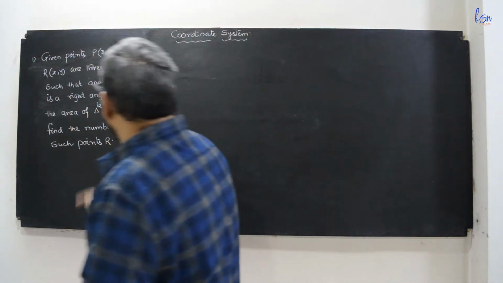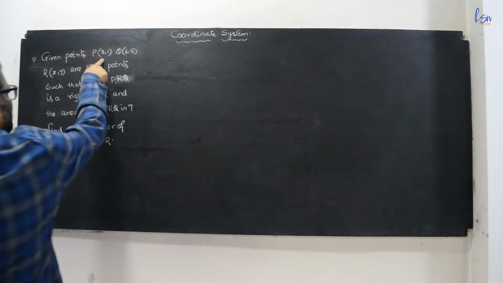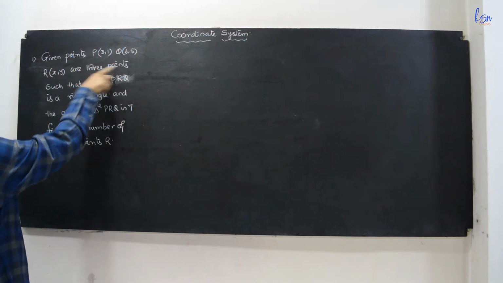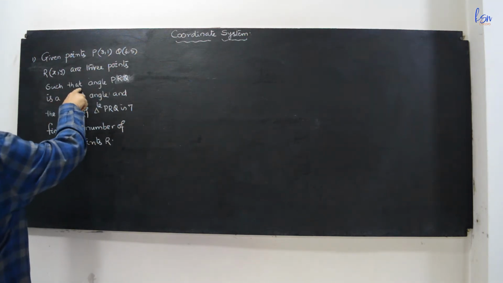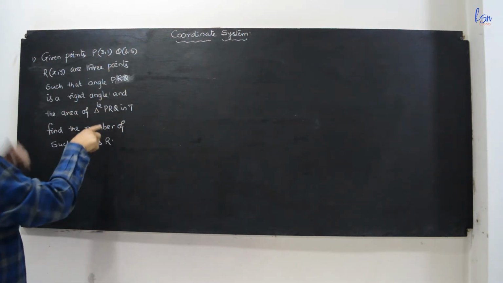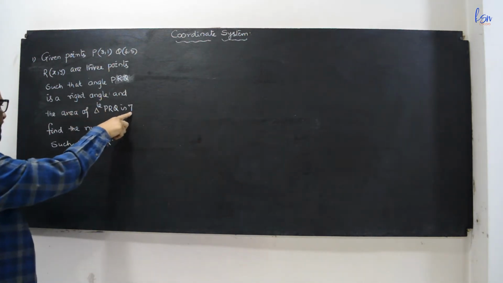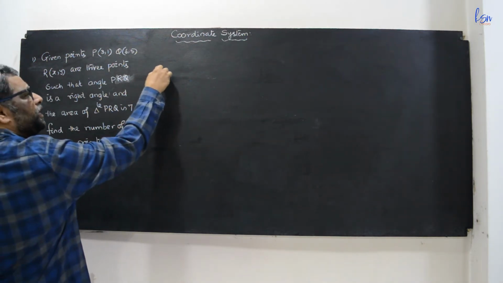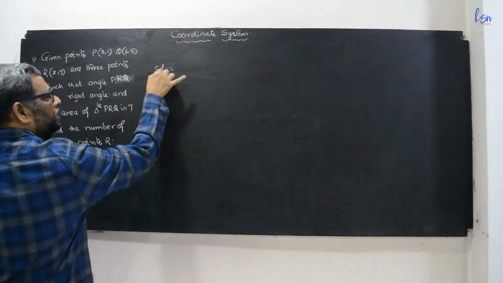The first problem is: given points P(3, 1), Q(6, 5), R(x, y) are 3 points such that angle PRQ is a right angle and the area of the triangle PRQ is 7. Find the number of such points R. We will look into the solution.